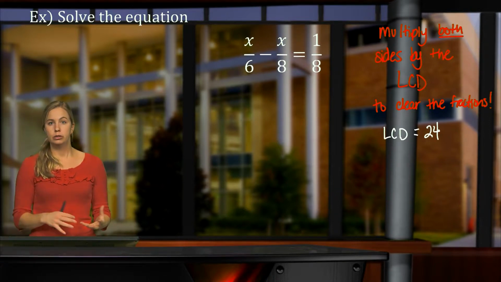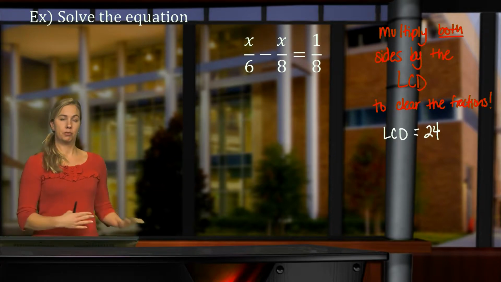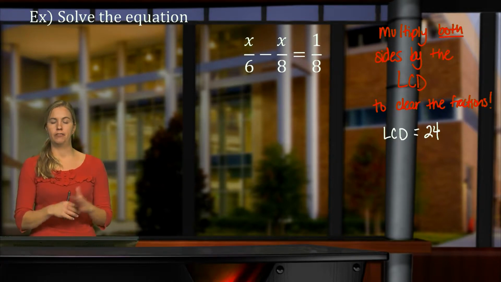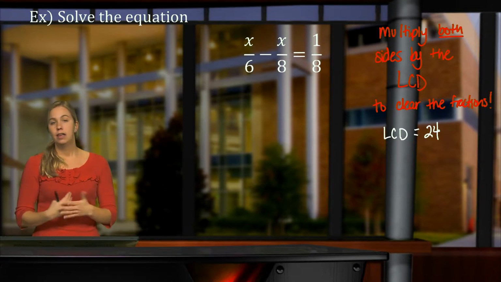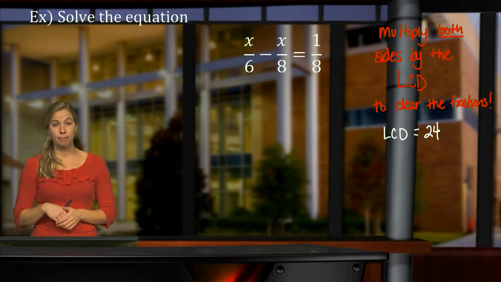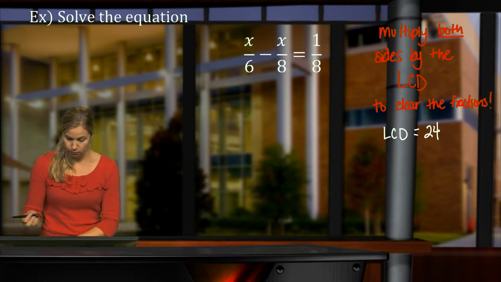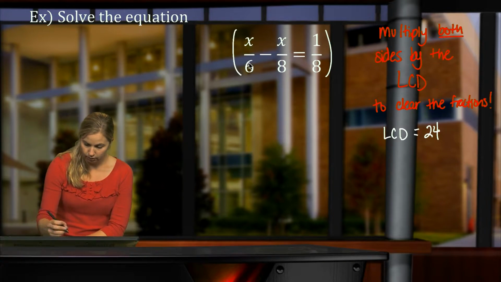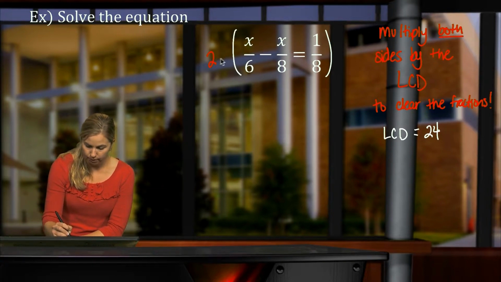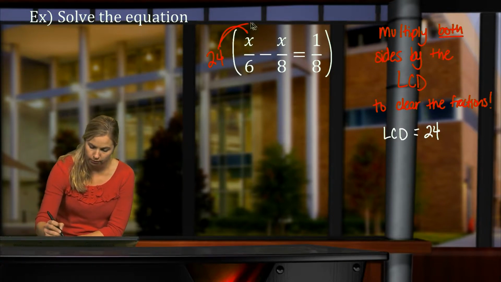Now, you could have also used any common denominator, such as 48, which is a little bit easier to identify by just multiplying 6 times 8. That will work. At the end, you'll have to simplify your answer. So I'm going to multiply everything by 24.